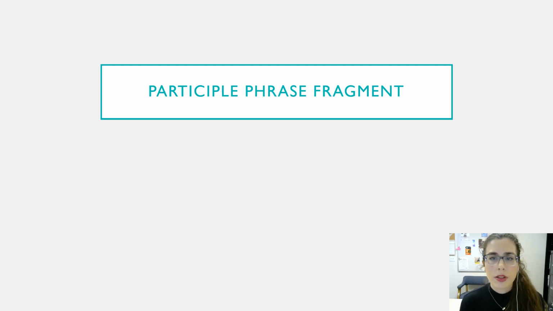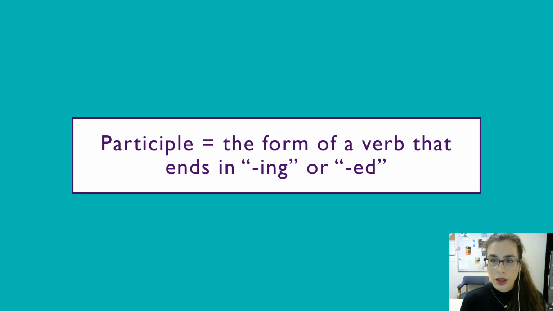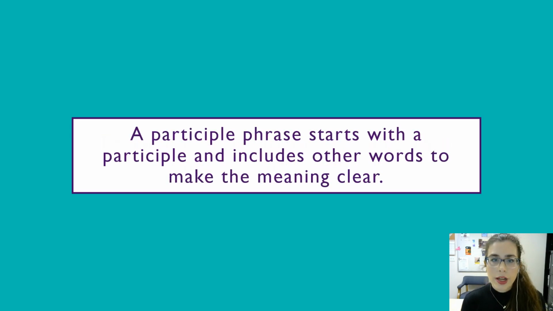Finally, we're going to look at what's called a participle phrase fragment. To understand this, first we need to understand what we mean by participle. This is the form of a verb that ends in ing or ed, like laughing or laughed. These words can be part of a verb phrase, but they can also function as nouns or adjectives, which can make them tricky. A participle phrase starts with a participle and includes other words to make the meaning clear, the entire phrase together then acts as a noun or adjective.